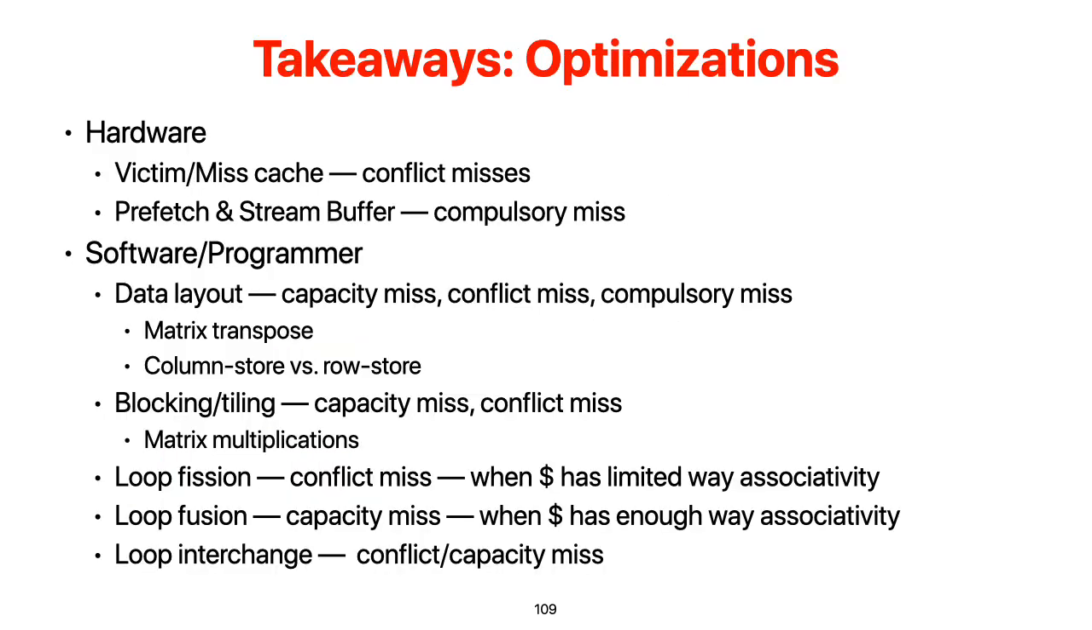As a summary, the hardware optimizations can help us address the conflict misses and compulsory misses. And for the software programmer, you can address everything through data layout. You can avoid capacity misses, conflict misses, and compulsory misses. And for blocking and tiling, you can address the capacity misses and conflict misses. And for loop optimization, depending on what kind of cache you have, you might take a different strategy. So those are the optimizations that we have learned.